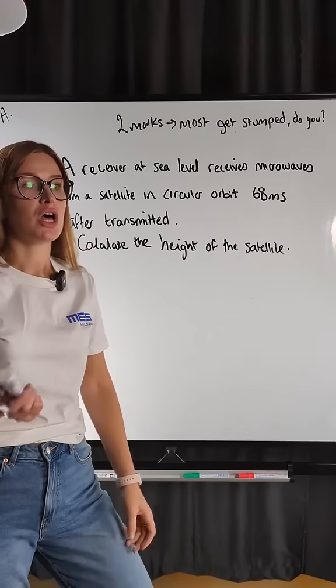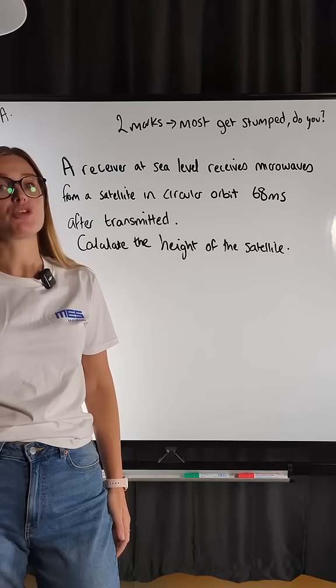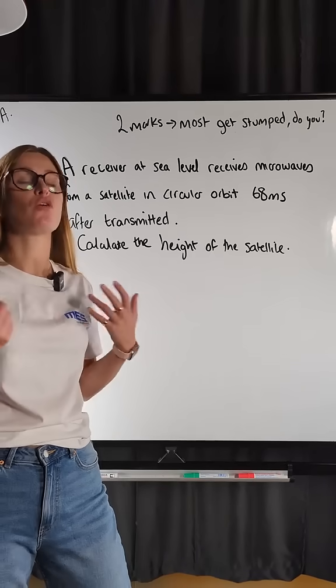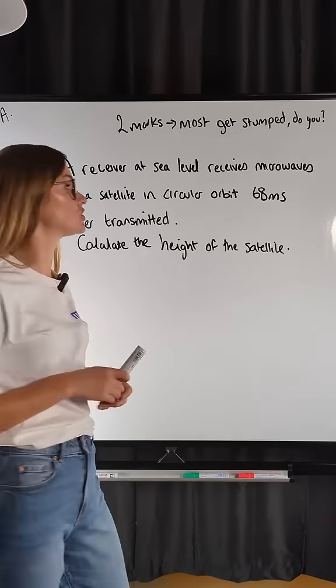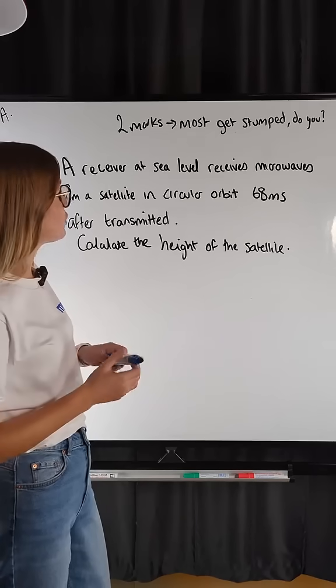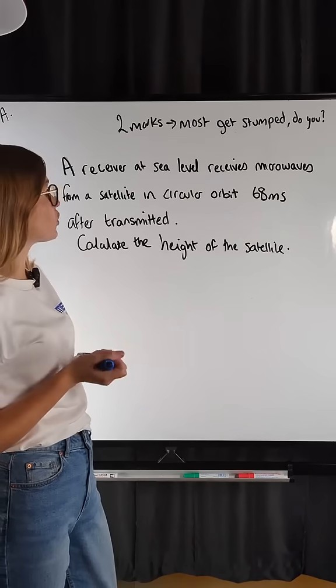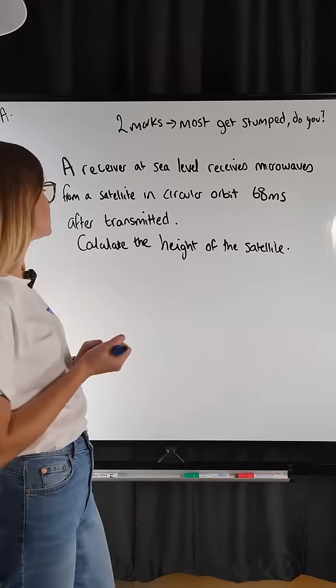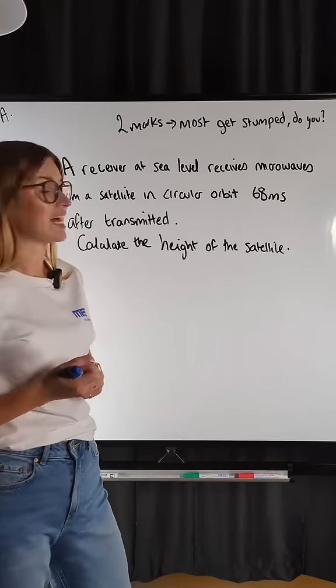The questions aren't like things you've seen before, but you should think about what information you're given, what formulas you know, how do you apply it, okay? So it's actually something you could have done at GCSEs. So it says, a receiver at sea level receives microwaves from a satellite in circular orbit 68 milliseconds after they're transmitted. What is the height of the satellite?